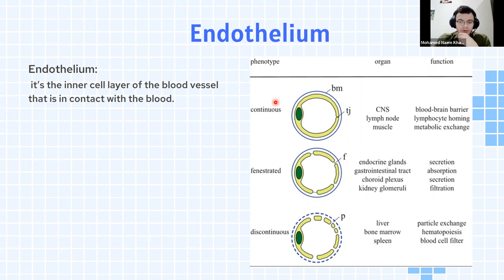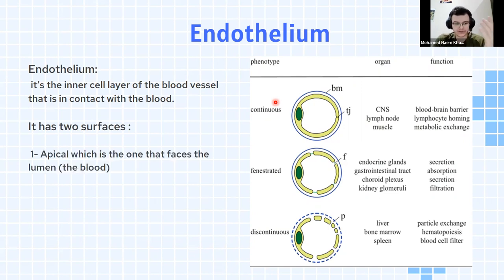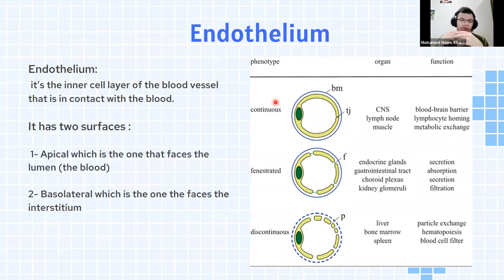What we need you to know is that the endothelium has two main surfaces, okay? The apical surface and the basolateral surface. The apical surface is this surface, you see this one? The one that faces the lumen, that faces the red blood cells. This is really important to know, because when we talk about platelet aggregation and how the platelet binds to the blood vessel wall, we're going to mention that.